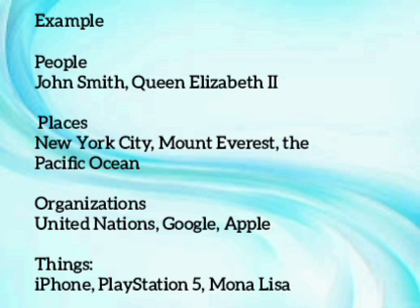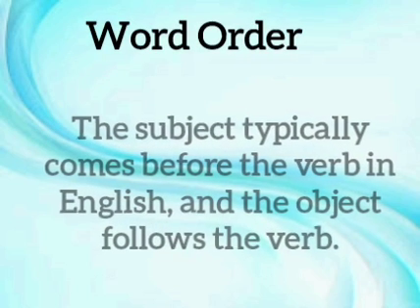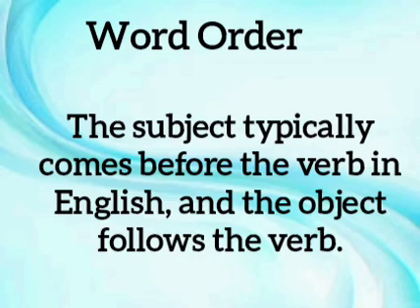People: John Smith, Queen Elizabeth II. Places: New York City, Mount Everest, the Pacific Ocean. Organizations: United Nations, Google, Apple. Things: iPhone, PlayStation 5, Mona Lisa. Word order. The subject typically comes before the verb in English, and the object follows the verb.